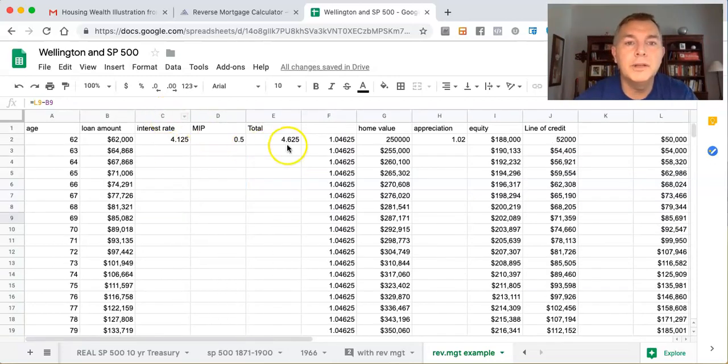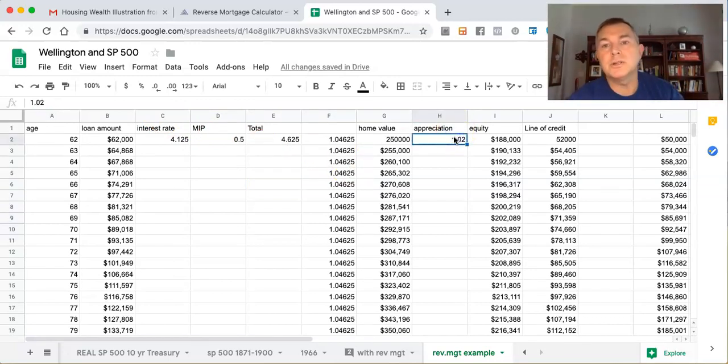Now, obviously, there's a lot of things to concern yourself with. The interest rates could change. The house appreciation could change. But the thing is, if the interest rate changes on the debt, the interest rate changes on the line of credit too. That's the crazy thing. Anyway, so there you go.